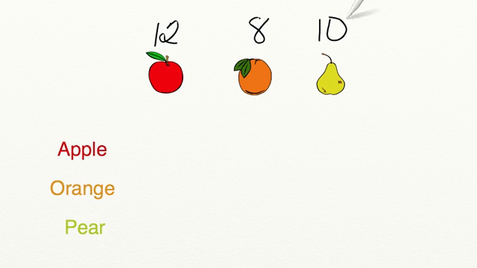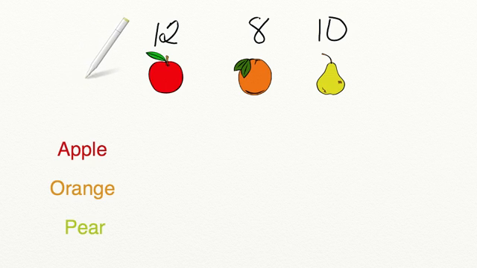Let's go ahead and walk through a practice problem together. As you can see, we have an assortment of fruit on the screen. We have 12 apples, 8 oranges, and 10 pears. If we were to mix all of these different types of fruits into a bag and you were randomly to choose one piece of fruit, what is the probability that you would choose an apple?